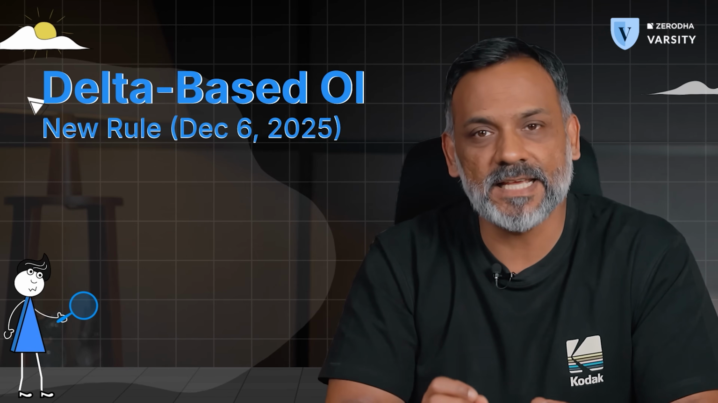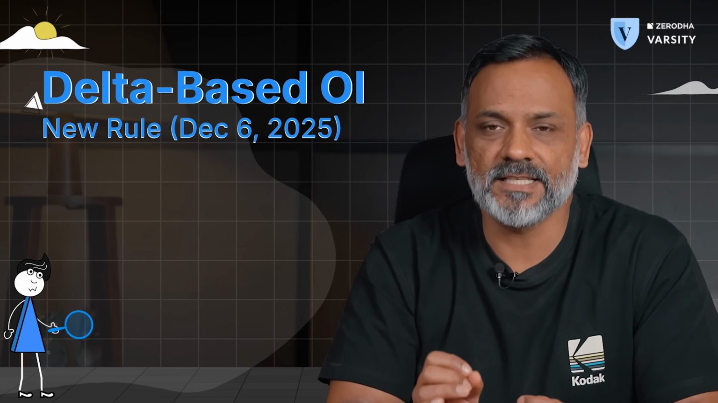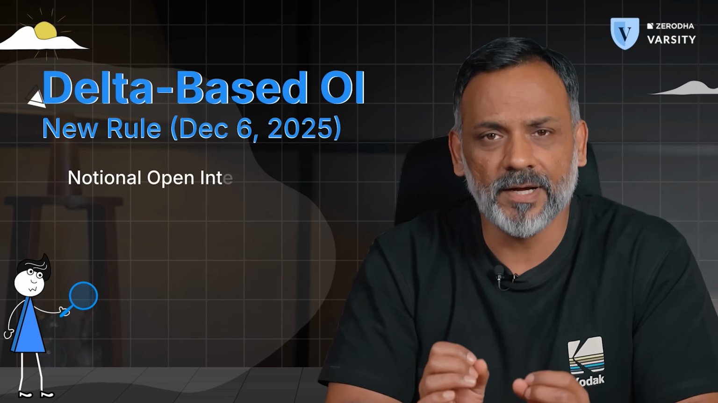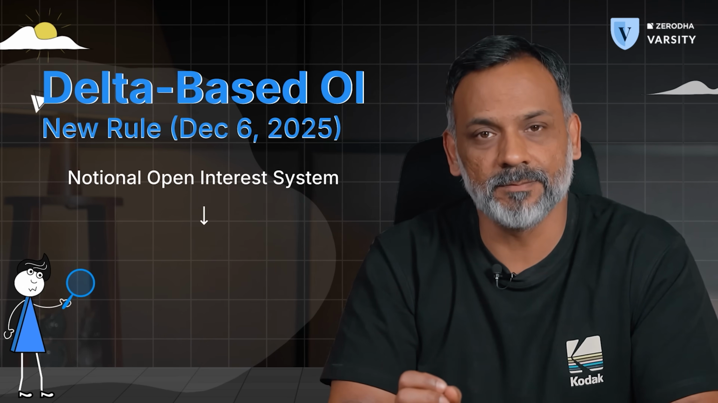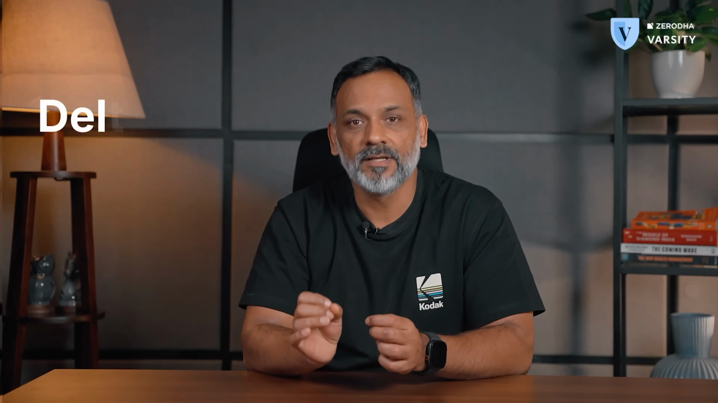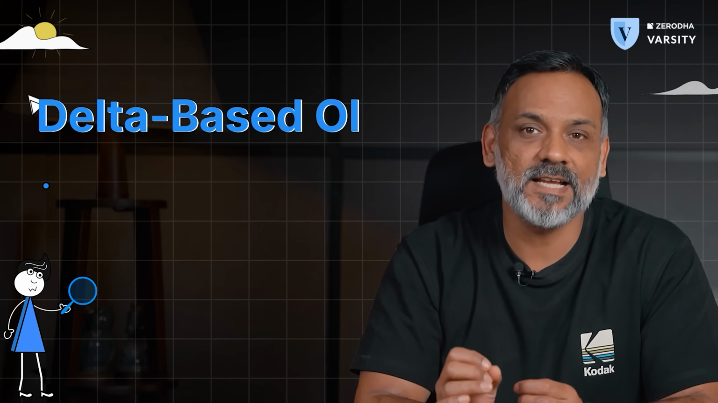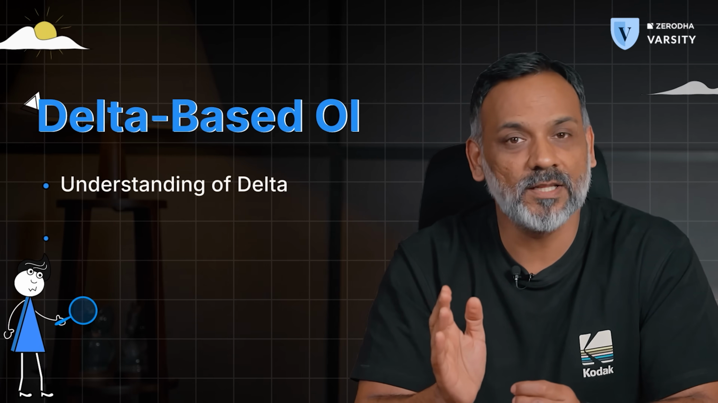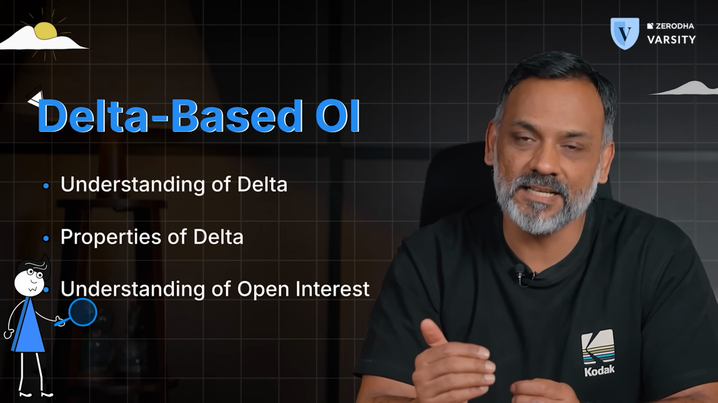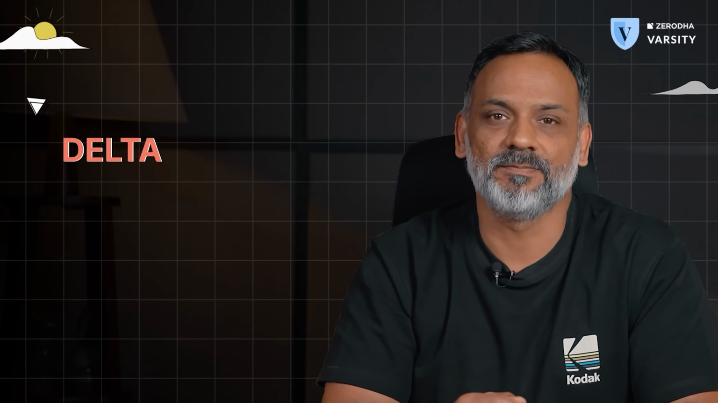As of December 6th, 2025, the exchanges have changed the way open interest is calculated from a notional open interest based system to delta-based open interest calculation. The delta-based OI is fairly simple and intuitive, but only if you understand what delta is, what the properties of delta is, and of course what open interest itself means. First things first, let's deal with delta.